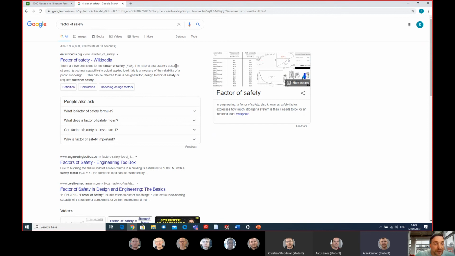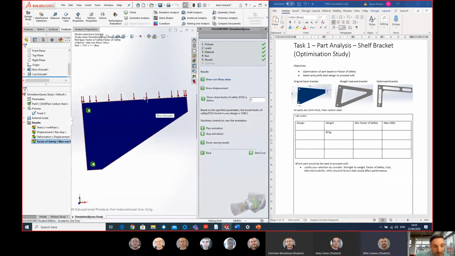Okay, so it's the ratio of the structure's absolute strength to the actual applied load. So if it had under 1 factor of safety, what that would mean is that our part, with the load that we put on it, with the 10,000 newtons, wouldn't actually work. It would break itself. So we always want stuff over 1. Usually when you design a part, you'll try and aim for a factor of safety of 2. We've got a factor of safety of 1,209. Okay, so I'm going to stick 1,209 in that box. So we're well above where we need to be.